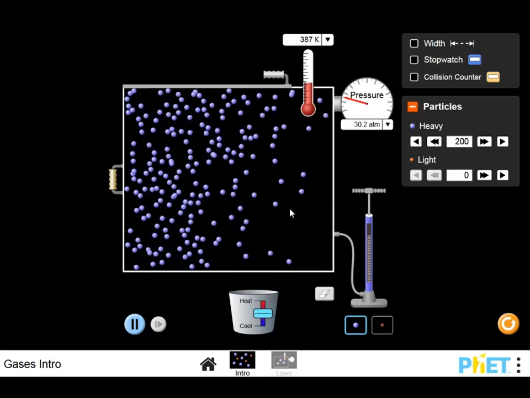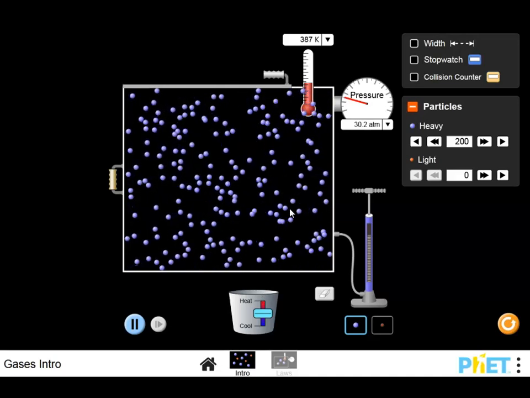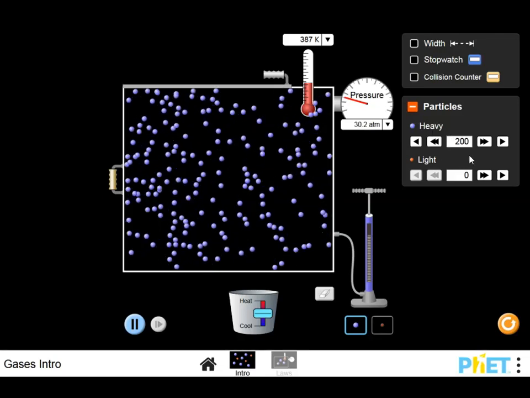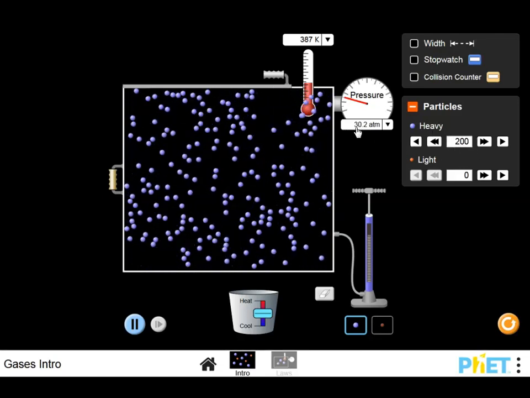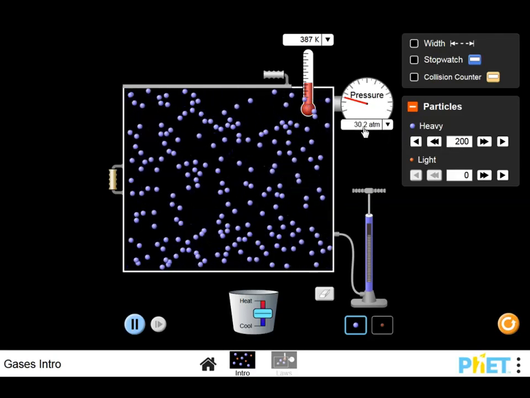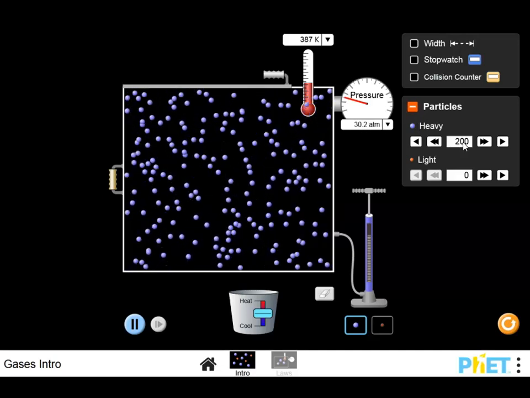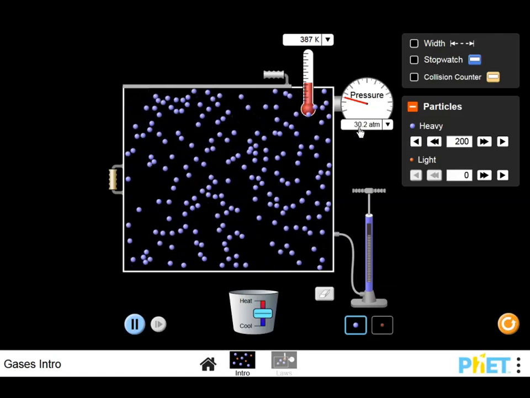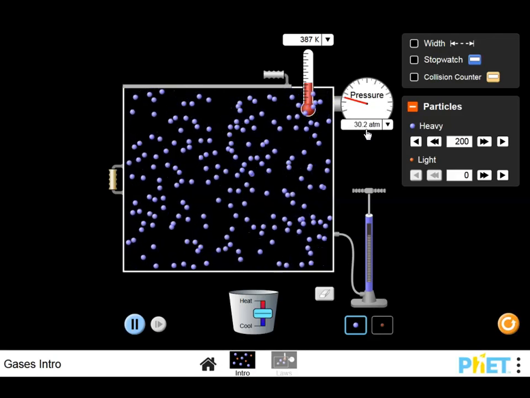All right, so I'm going to let those gases kind of fill the area. What I'm learning from this right now is that when I add 200 moles of gas, the pressure is 30 atmospheres. So 200 brings me to 30 atmospheres. That means that every 100 particles is worth 15 atmospheres.